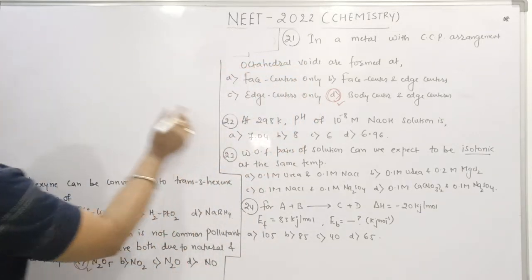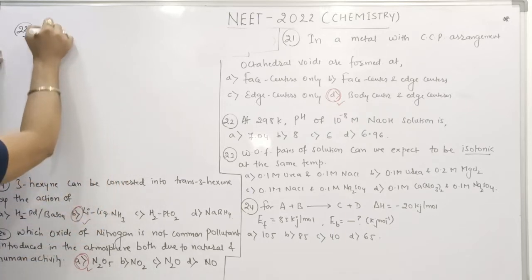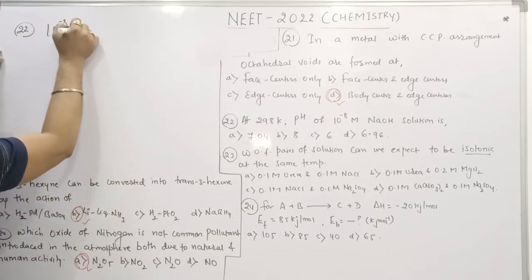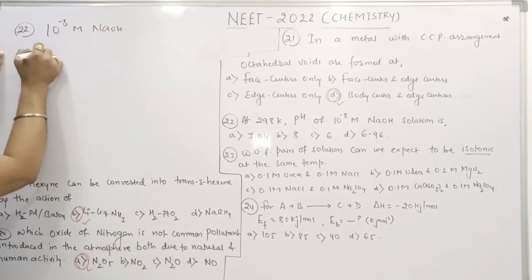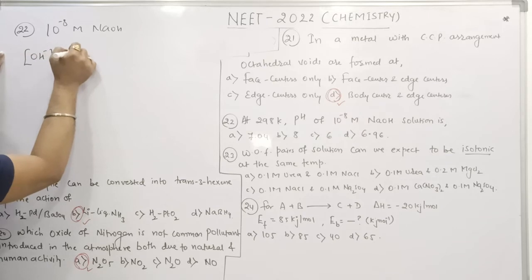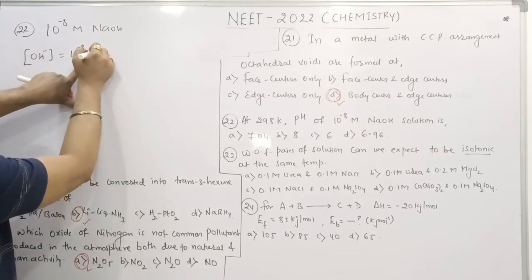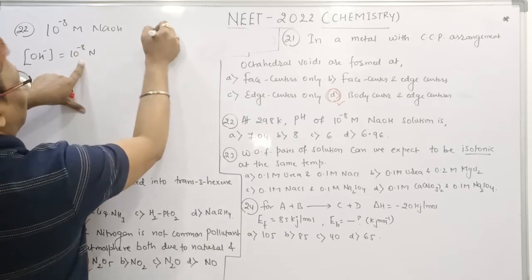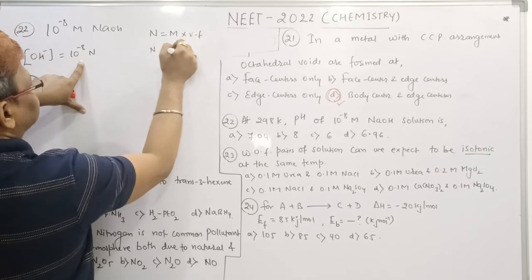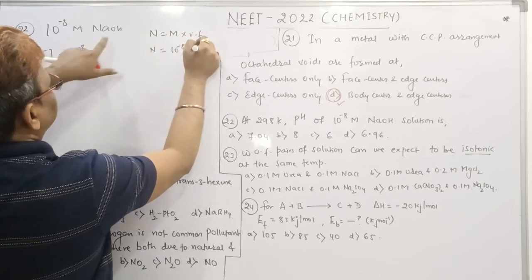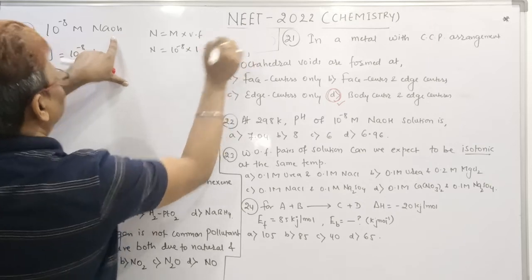But question number 22, we can see here they are asking the pH of 10 to the power of minus 8 molar NaOH solution. But NaOH means it is a base. Base means we can say the concentration of OH minus ion is equal to 10 to the power of minus 8 molar, converted into normal. So minus 8 normal, because normality is equal to molarity into valency factor. So molarity is given as 10 to the power of minus 8 and the valency factor of NaOH is 1. So it should be coming as 10 to the power of minus 8 normal.